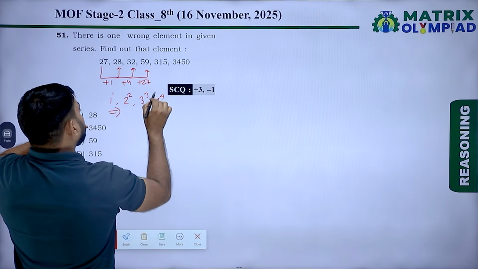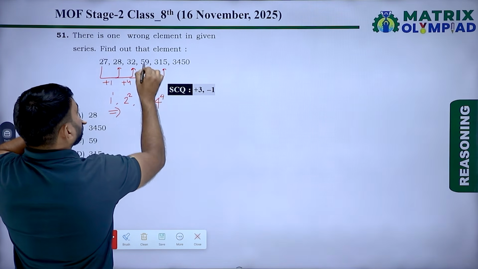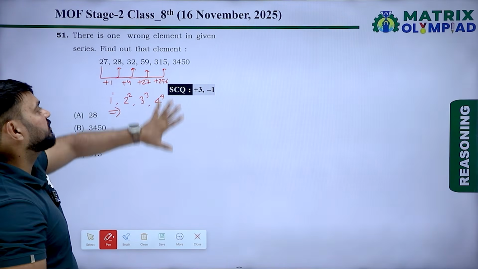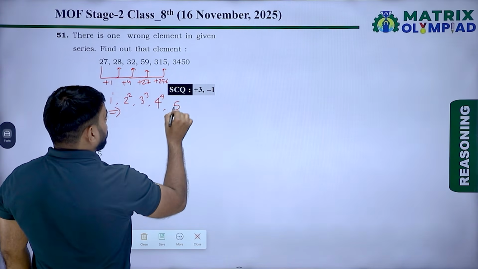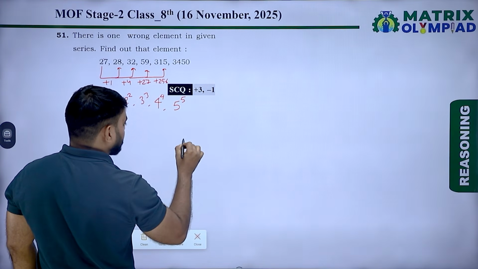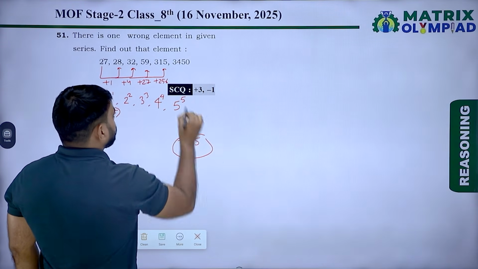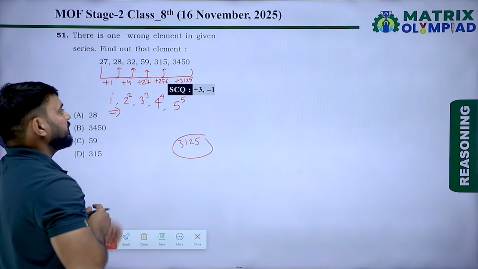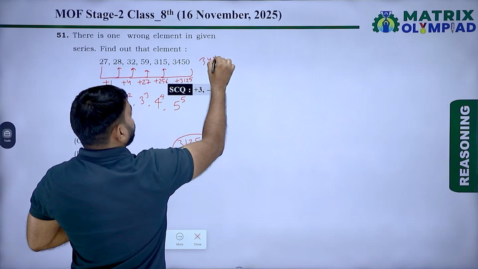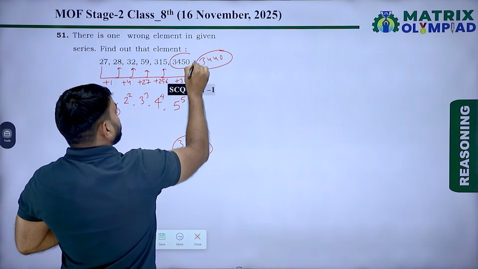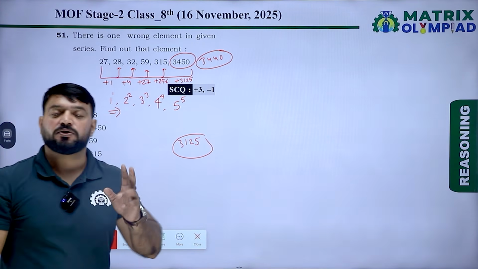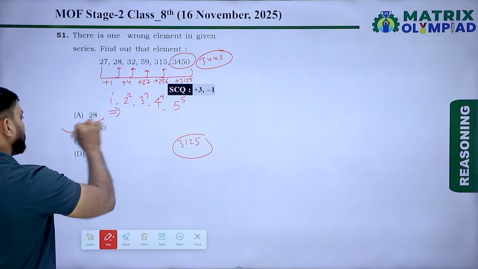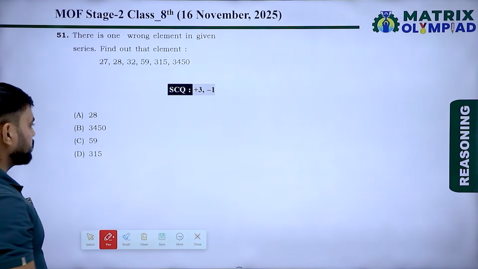4 to the power 4 means 256. So adding 256 to 59, we get 315. Now next is 5 to the power 5, which means 3125. So adding 3125 to 315, we get 3440. But here 3450 is given, so 3450 is the wrong number of the given number series. So option B is the correct answer of this question. Let's move on to the next question.